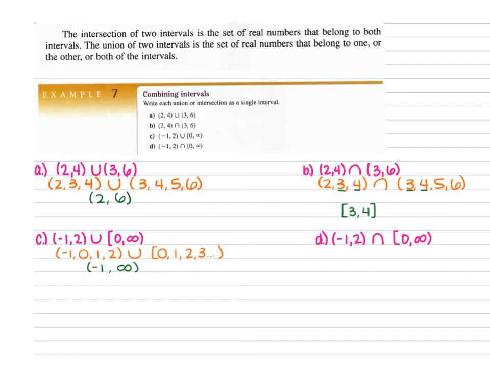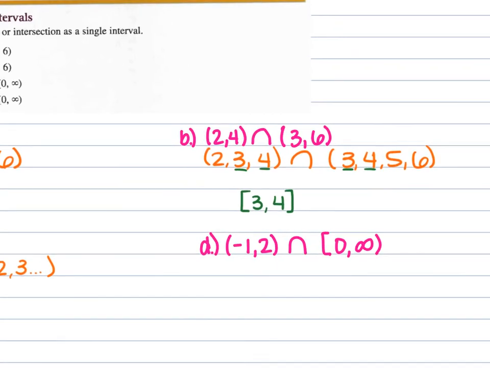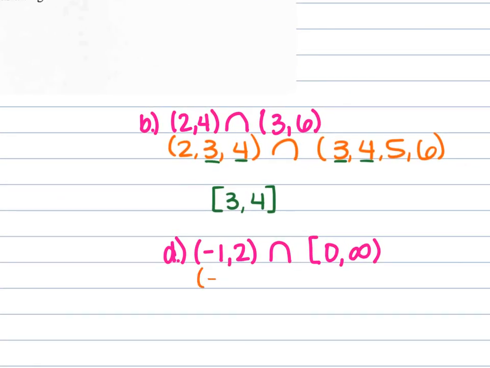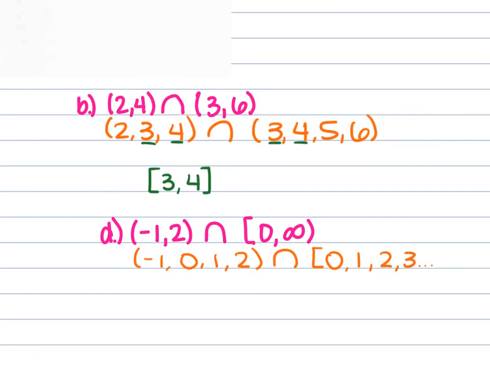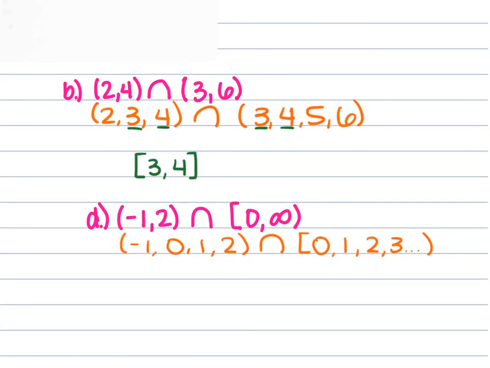For D, we have -1, 2, intersection with 0, infinity. So this -1, 2 is -1, 0, 1, 2. The other goes from 0 to 1, 2, 3, all the way to positive infinity. So the numbers that are the same in each are the 0, the 1, the 2, and that's it. So it's just 0 to 2, including 0 and 2.